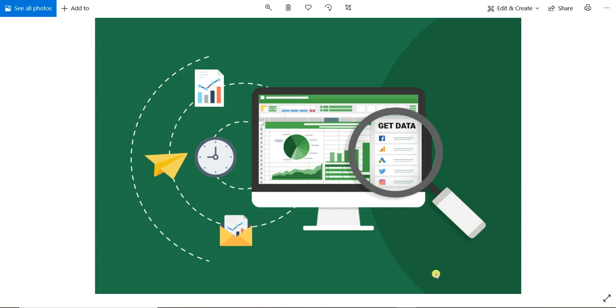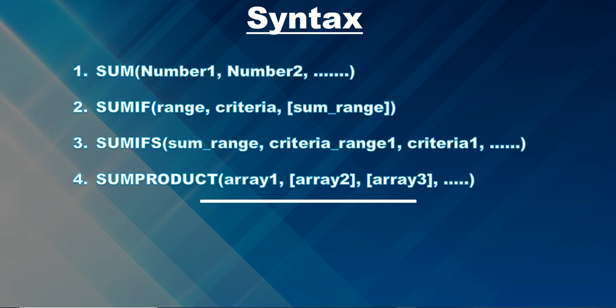In this video, I am going to discuss some basic formulas of Excel. Those are SUM, SUMIF, SUMIFS, and SUMPRODUCT. So SUM is used to sum two or more numbers, or a range of numbers.